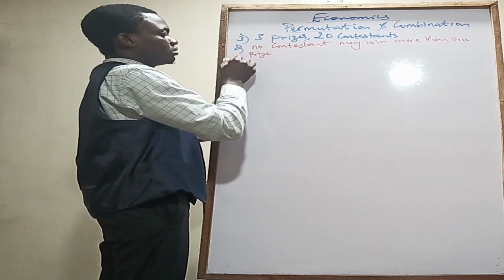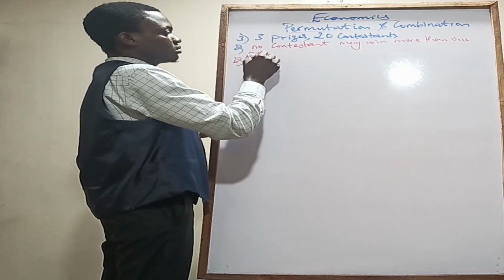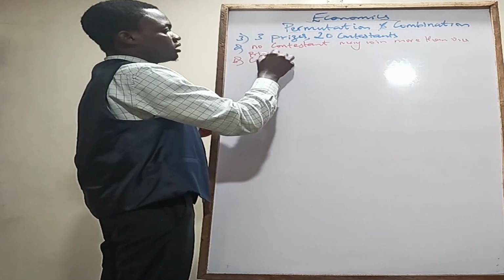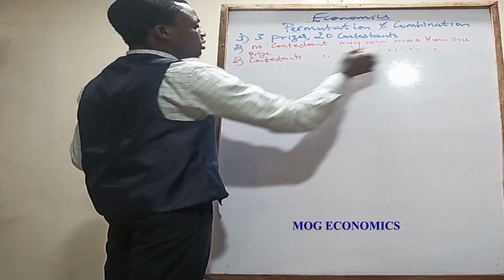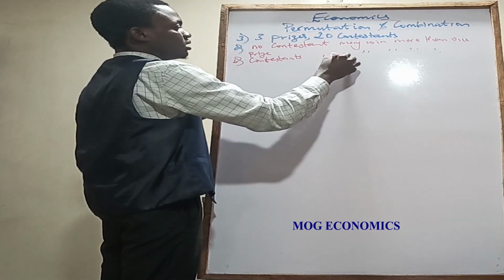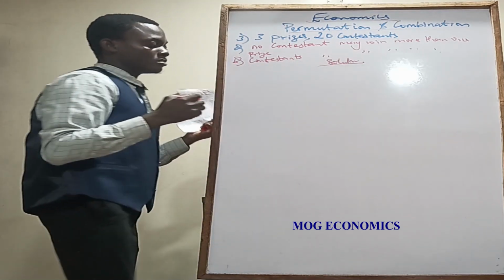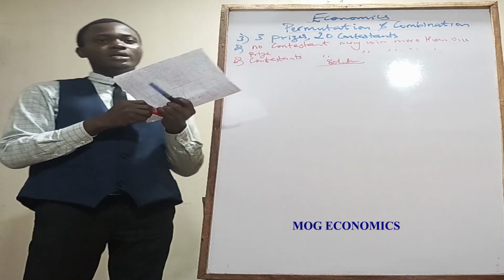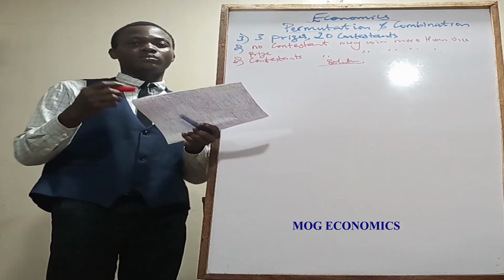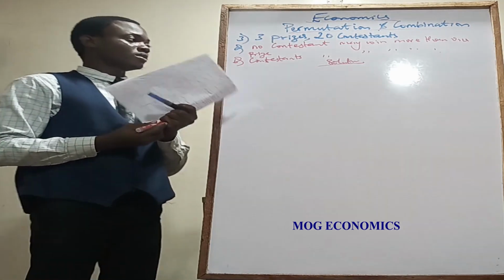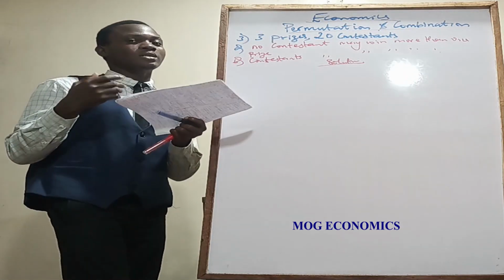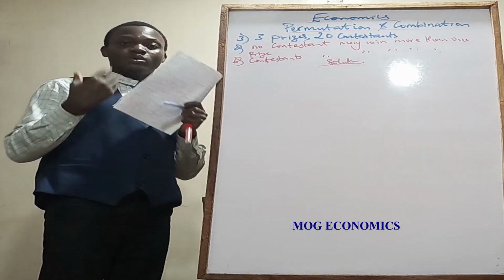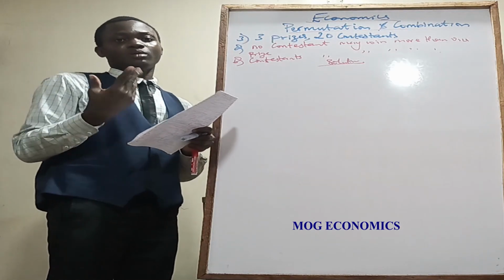And then B, contestants may win more than one prize. So the solution: you have 3 prizes to be won among 20 contestants. In how many ways can you get 3 out of 20 contestants? Since nobody can win more than one prize, the logic behind that is that if you come first, you've already won that first prize, so you can't go and take second position again.